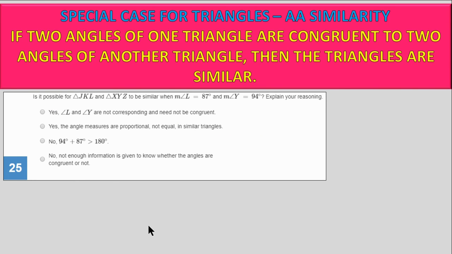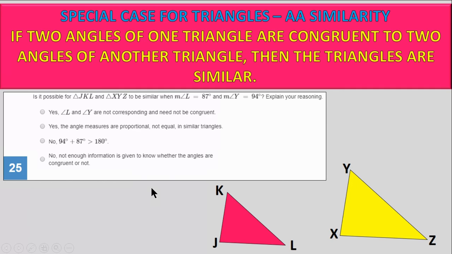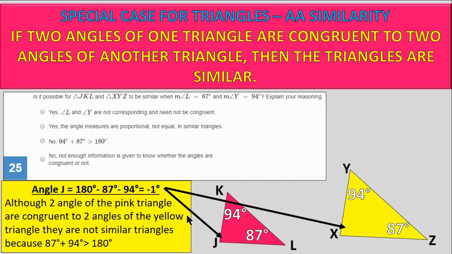And finally, on number 25, they want us to draw two triangles again. They don't really tell us what they look like, but I drew two triangles that look like this. Angle L is 87, angle Y is 94. And if these are going to be possibly similar triangles, then angle Z has to be 87 because they are corresponding angles. And angle K has to be 87 because those are corresponding angles. And so if I look at it initially, I would think that this is the special case. This is AA similarity. Two angles of the pink triangle equals two angles of the yellow triangle.